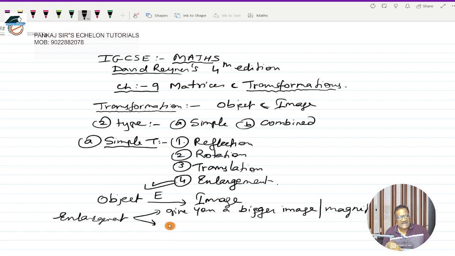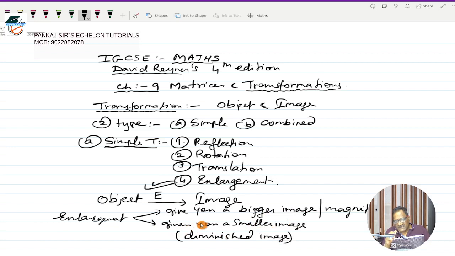But then it can also happen that the enlargement can give you a smaller image, or you can call it a diminished image, D-I-M-I-N-I-S-H-E-D, diminished image. So both the things are possible. You have to remember this: enlargement can lead to an object giving you a bigger image or an object giving you a smaller image. That can happen.